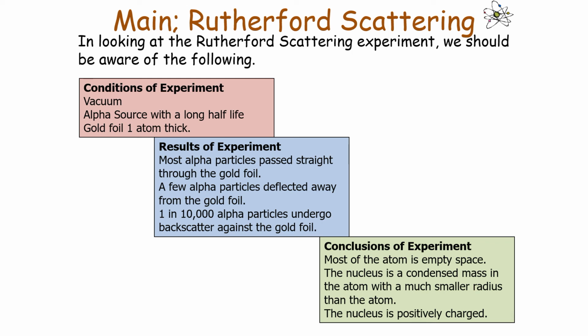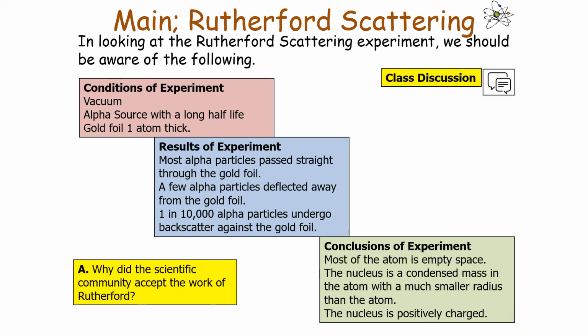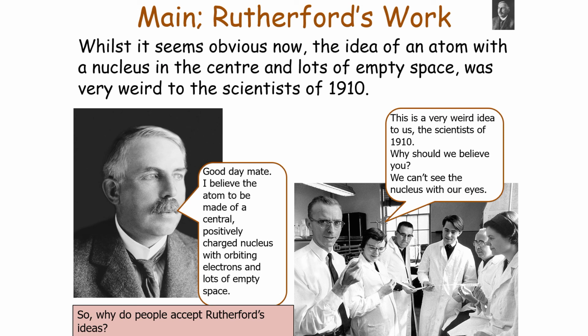Most of the atom is empty space. The nucleus is a condensed mass in the atom with a much smaller radius than the atom, and the nucleus is positively charged. But why did the scientific community accept the work of Rutherford? Whilst it seems obvious now, the idea of an atom with a nucleus at the centre and lots of empty space was very weird to the scientists of 1910. So why did people accept Rutherford's ideas?